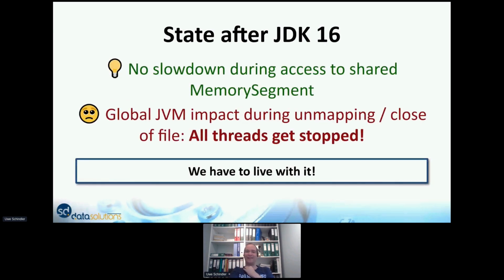So the state after JDK 16 was now, we have no slowdown when accessing the memory segment. But when we are closing the memory segment, the trick by the JDK is that for a very, very short time, it stops all the threads. It cleans all the caches. It's called a safepoint. And during that safepoint, we do our unmapping. And then all threads are started again, and the whole thing works. That's a trick the JVM is using. So we have now no degradation of speed when accessing our memory in the memory segment area.